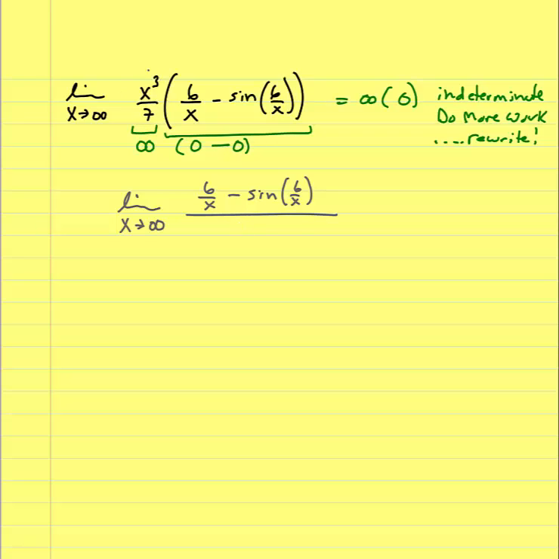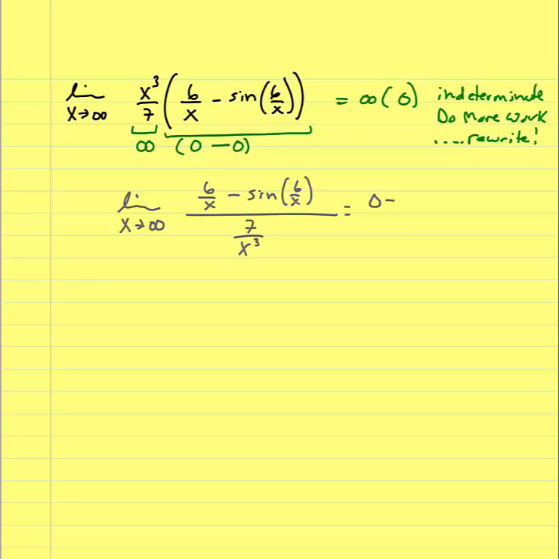And if I think about it, I'm multiplying by x cubed over 7, which is the same as dividing by 7 over x cubed. Because remember, when you divide by a fraction, you multiply by the reciprocal. So now, when I take my limit, let's see what we get. As x approaches infinity, and this is a pretty common approach to take here for the indeterminate form 0 times infinity, 6 over infinity goes to 0.